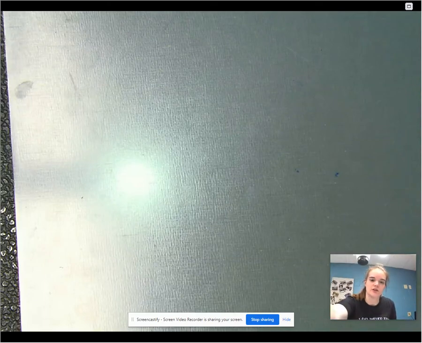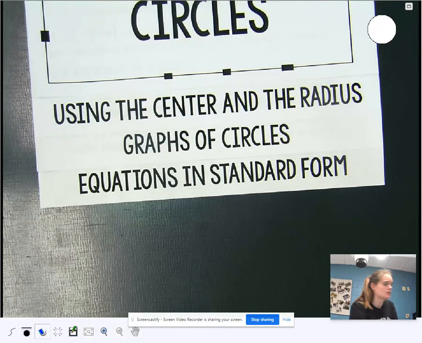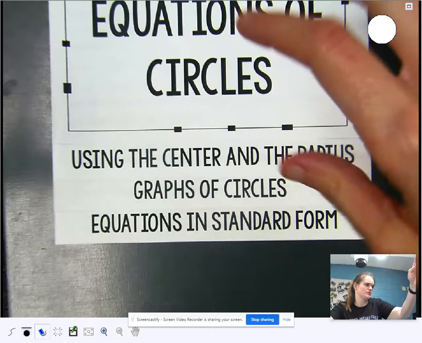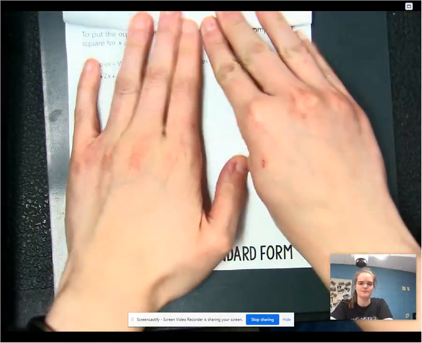Alright, the second this started, it froze, but we're working on that equations of the circle foldable, so let me unfreeze this. There we go. So we're working on this. We're going to finish the bottom section, which is equations in standard form. Then we're going to actually glue it in. Go ahead and open that up.